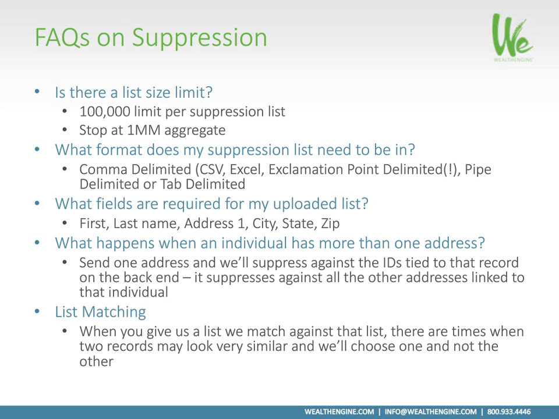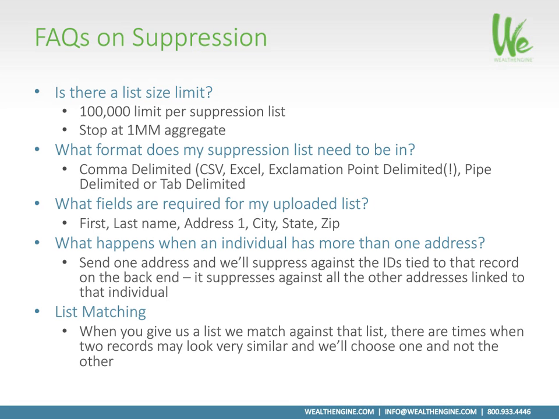What happens is, because we are suppressing against our Wealth Engine core data, our master file of core data, we actually are able to suppress against all other addresses that are linked to that individual. So let's say that you have on your suppression list Bill Smith, who has a Florida address, but he also owns a property in Pennsylvania. If we have those profiles linked on the back end, we're able to suppress the Pennsylvania record as well as any records that are tied to that Florida address.